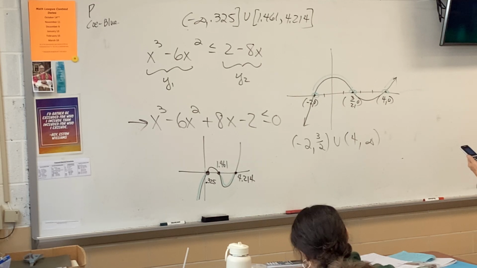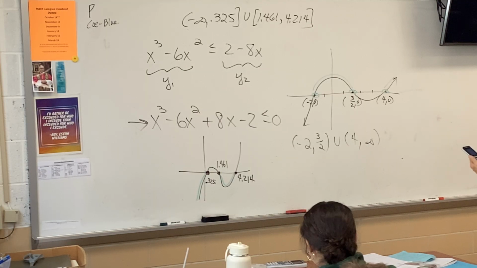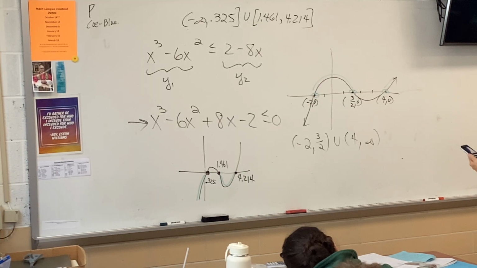Okay, first of all, you gotta type in the right equation. So we need x cubed minus 6x squared.